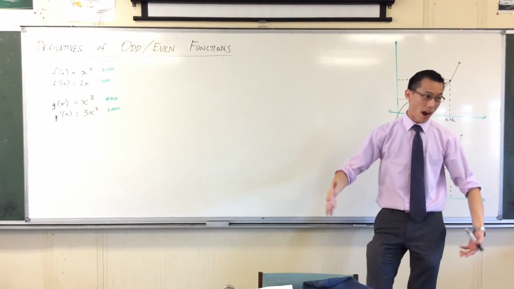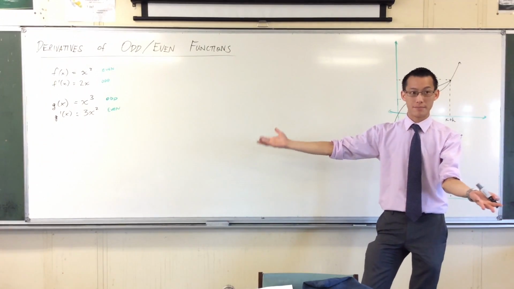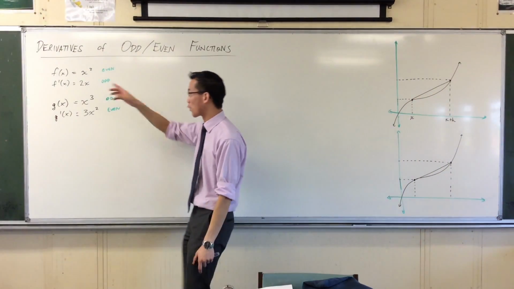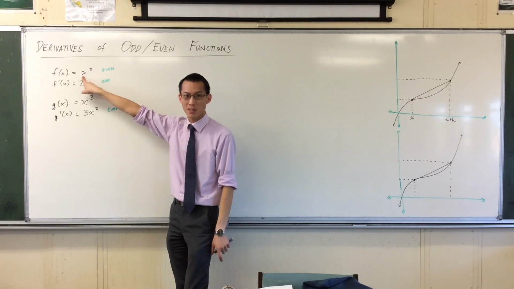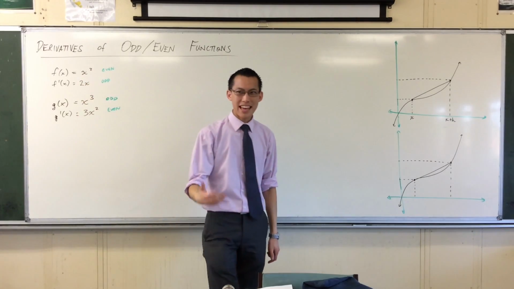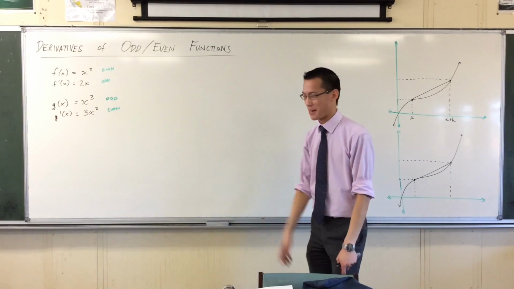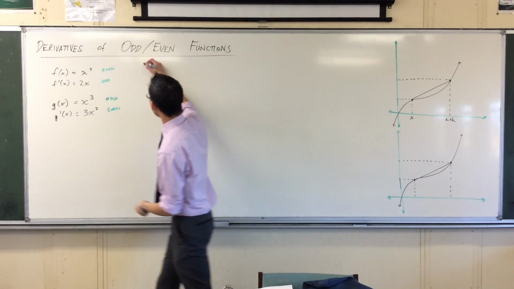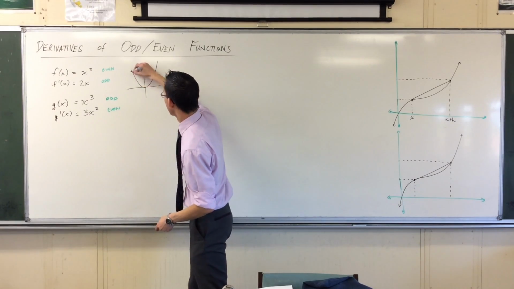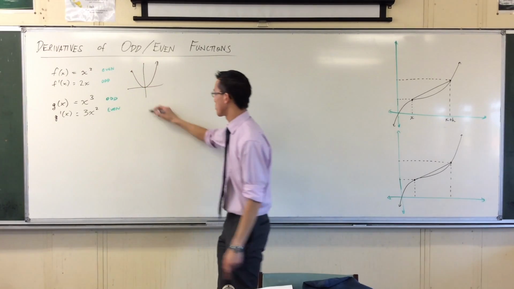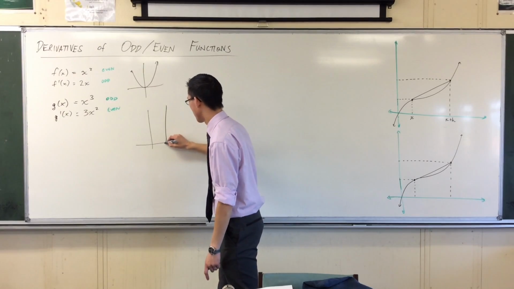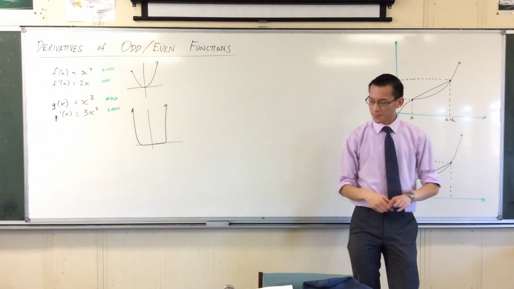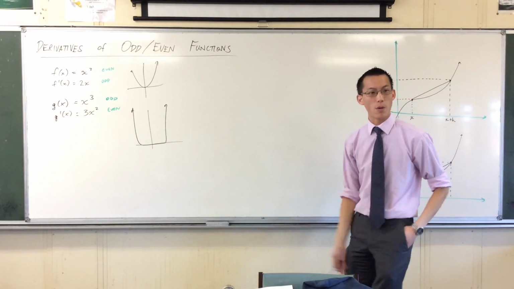Like x to the power of 100, is it going to be odd or even? It's an even function. In fact, x to the 100 just looks like a really, really steep version of x squared. It's x squared that's gone on the paleo diet, basically. So rather than looking like this, x to the 100 would look something more like this. So it's even. Its derivative is going to be odd.